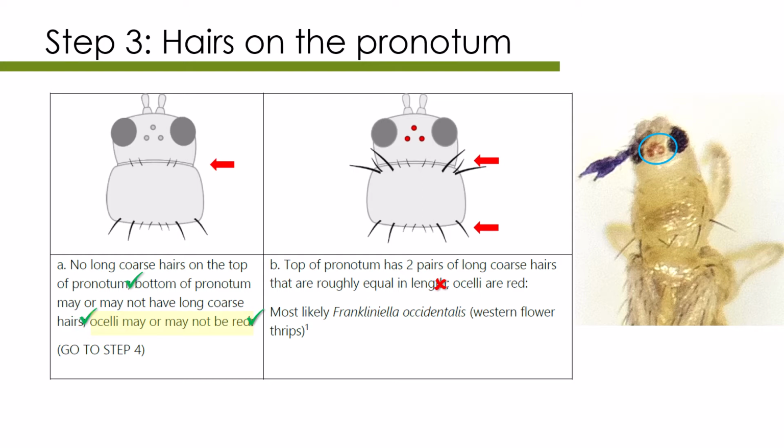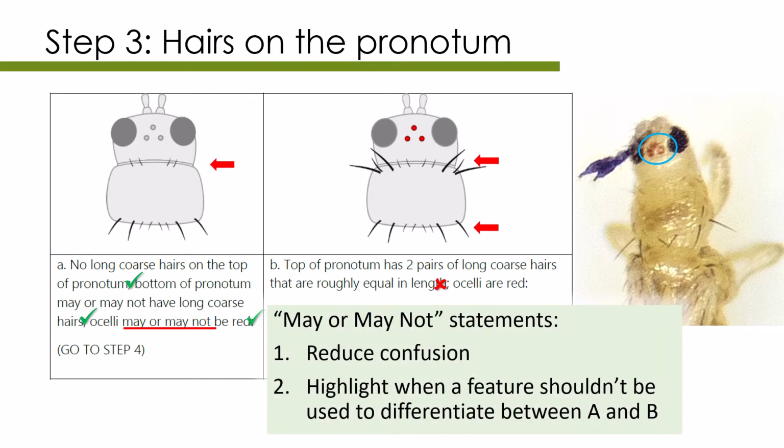You might be wondering why we bother putting in these may or may not statements. At first glance, they seem pointless. These may or may not statements accomplish 2 things. They reduce confusion, and they highlight when a feature shouldn't be used to differentiate between A and B. The statement about the hairs on the bottom of the pronotum is to reassure the reader that if you see these long coarse hairs, those aren't the ones we're talking about in the first statement.